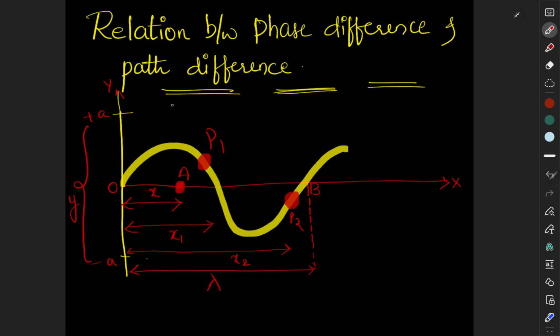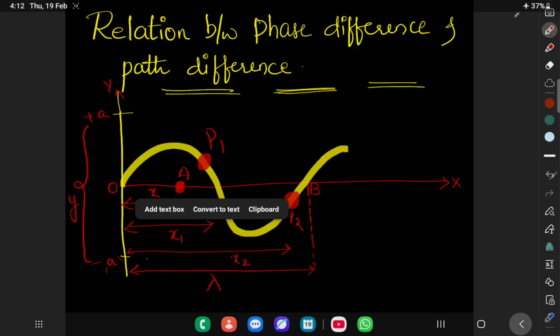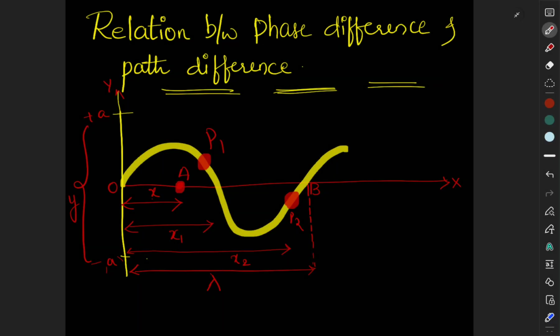and this is a positive cycle side and this is a negative cycle side. And we have drawn 2 points P1 and P2 on the wave. This is the half displacement, that is represented as x, and till P1 we have represented it as x1, and till P2 we have represented it as x2. And this is lambda, the wavelength. So this is the way the wave is represented.